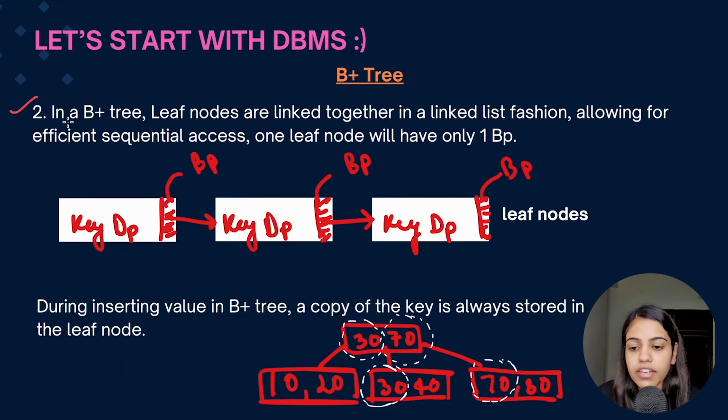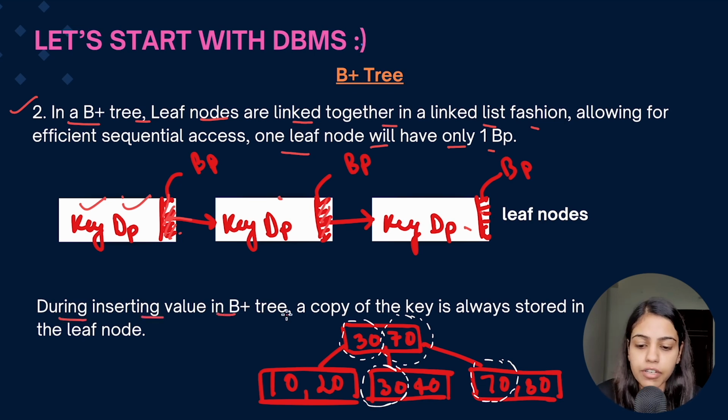Now coming to the next point, in a B plus tree leaf nodes are linked together in a linked list fashion, and they use the block pointer for the linking purpose. Each leaf node can have only one block pointer which contains the address to the next leaf node. So this is how the leaf node looks. It has key, it has data pointer and it has block pointer which addresses the next leaf node which is present in this system, and it follows a linked list fashion.